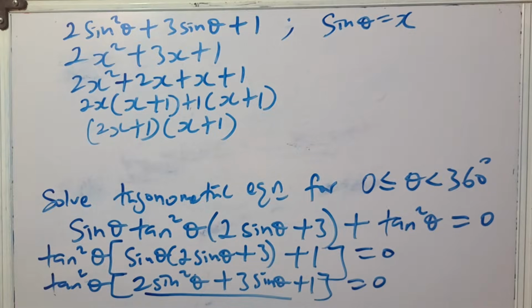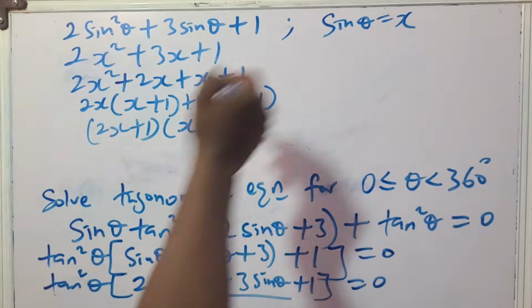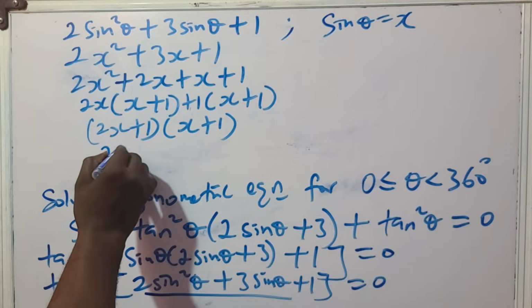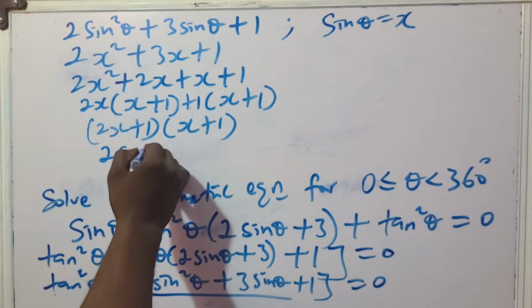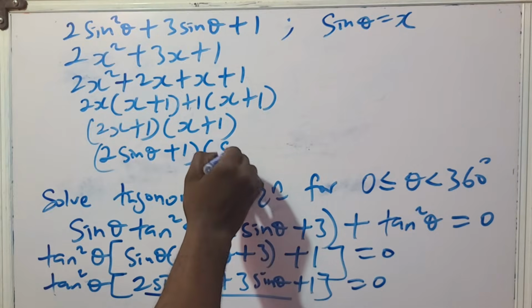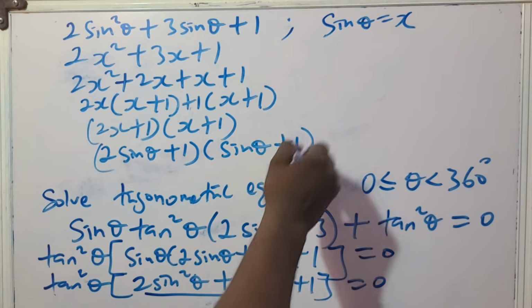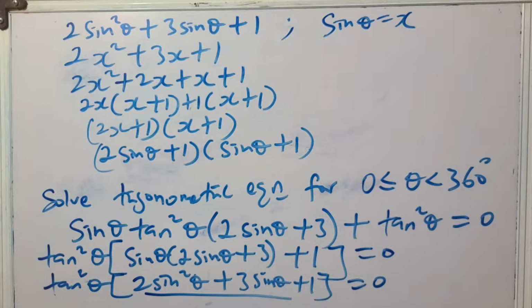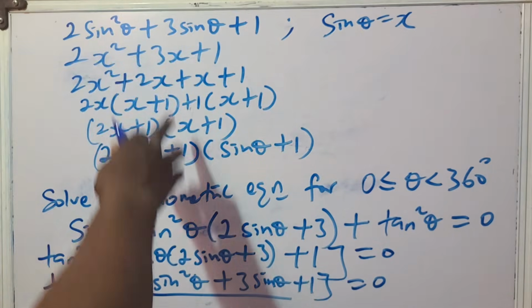All right, so I can go on now to fill my x back as sine theta. Then I will be having 2, because my x is sine theta, 2 sine theta plus 1 and sine theta plus 1. So if I just wrote this into this place, many of you would have felt, how did I get there? But all I wanted to do was to solve this quadratically. I used the factorization method.